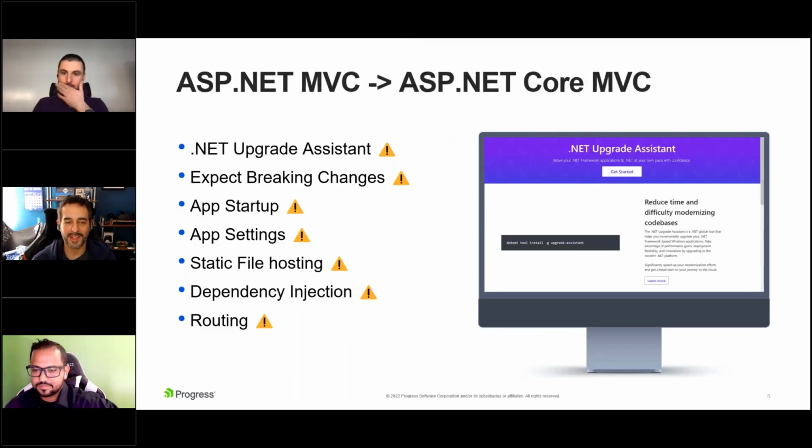So ASP.NET MVC, if you're doing a migration from one of the ASP.NET MVC full framework versions to ASP.NET Core. So you're going from MVC 3, 4, 5, etc. to MVC Core. Here's some of the things that you're going to run into. And there's some help out there to get past some of these things. So first of all, I recommend looking up the .NET Upgrade Assistant. This is going to help you analyze your project and see where you need to make changes.